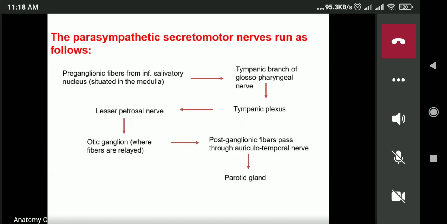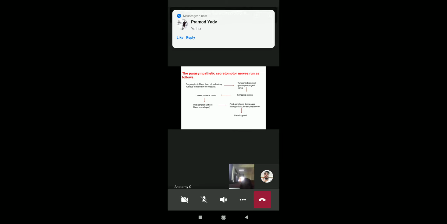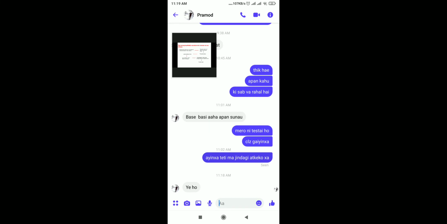Preganglionic fibers from the inferior salivatory nucleus situated in the medulla oblongata run through the tympanic branch of the glossopharyngeal nerve, and run in the tympanic plexus and via the lesser petrosal nerve, and relay in the otic ganglion. Then the postganglionic fibers pass through the auriculotemporal nerve to supply the parotid gland, and it helps to increase the secretion of the parotid gland.